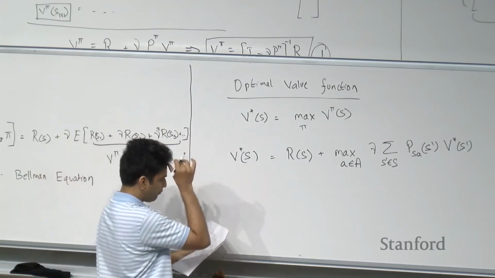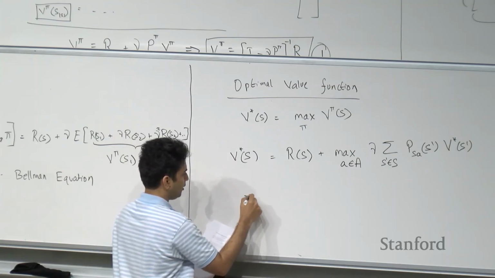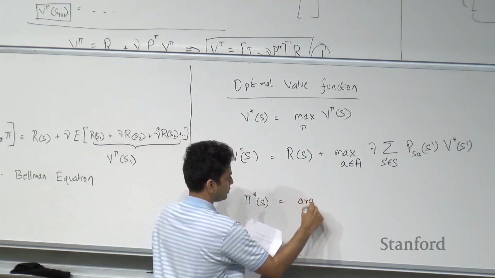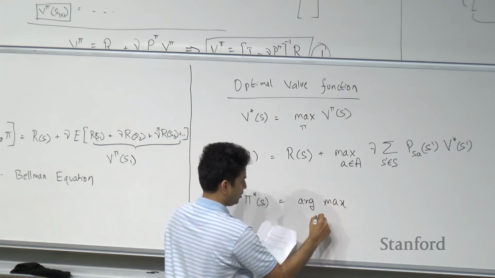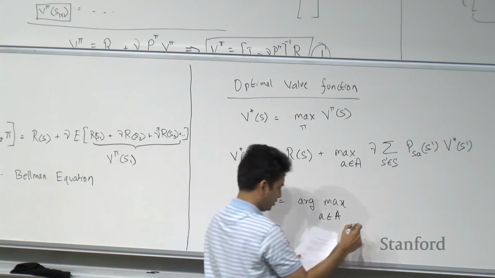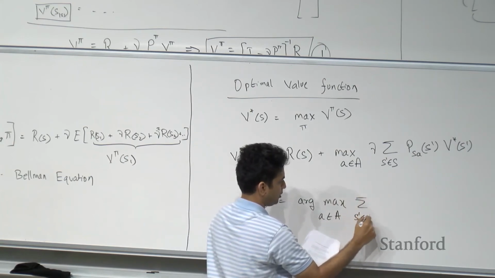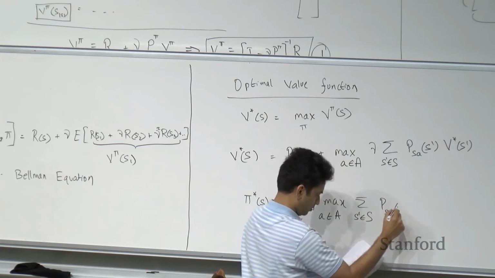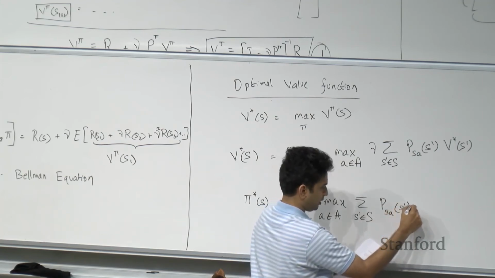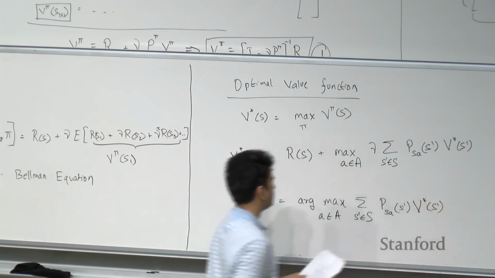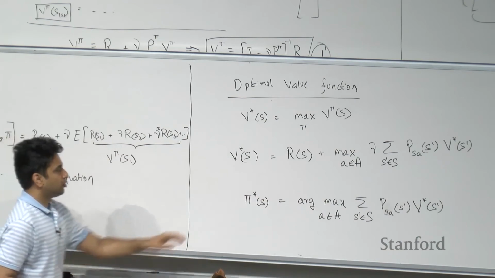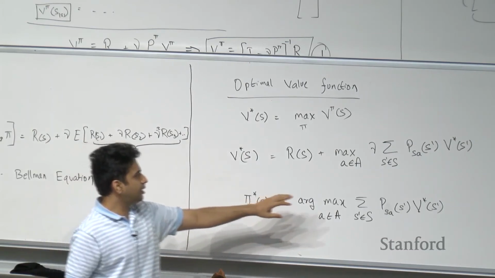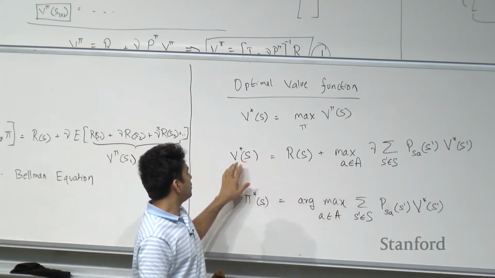And given this V star of S, we can define the corresponding pi star of S, the optimal policy, to be equal to argmax over a in A, same thing over here, of the sum over s prime in capital S, P_sa of s prime times V star of s prime. So the optimal policy tells us that the action that we need to take at state S is the same action that achieved the optimal value for us.